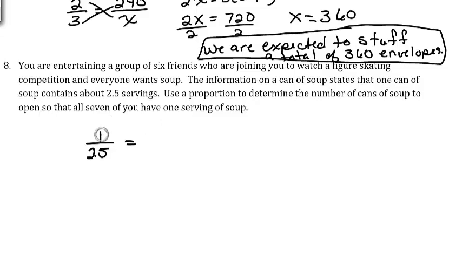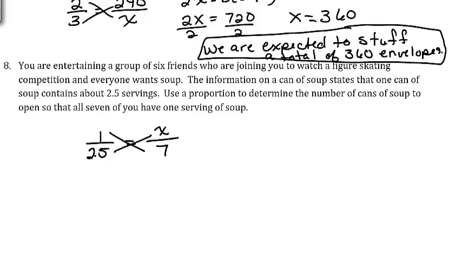So this is the number of cans of soup divided by the number of servings that we have. And so over here we're going to do the same thing. So the number of cans of soup that we need divided by the number of servings that we need. So we don't know how many cans of soup to open, but we know that we need 7 servings total. So this is the proportion that we need to solve. It's number of cans of soup divided by number of servings, and do the same setup over here.